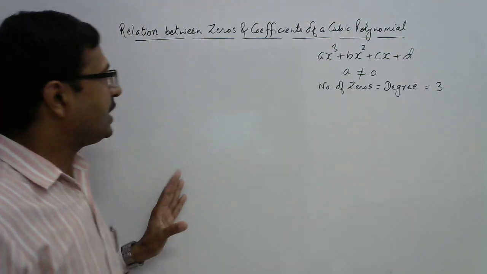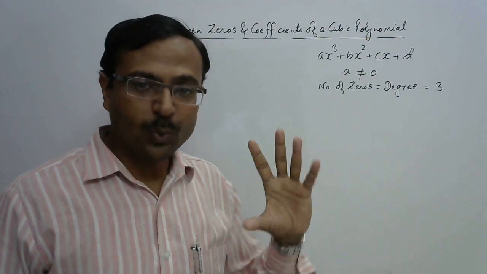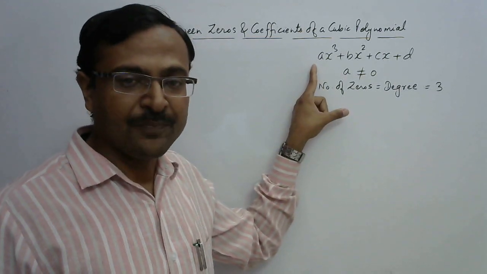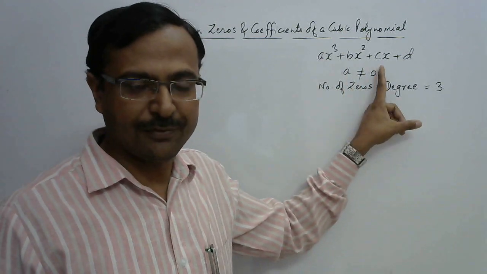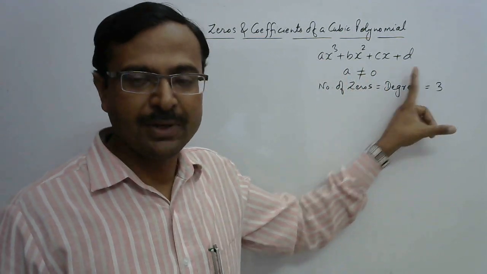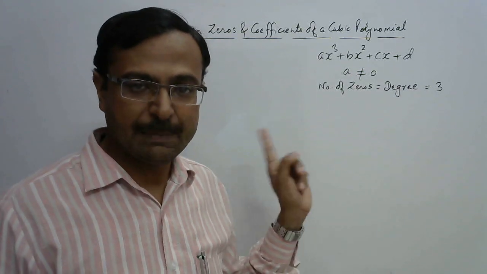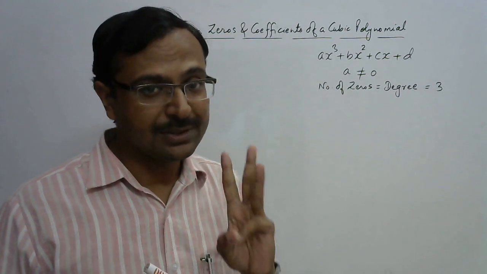Now we have to study the relationship between the 3 zeros and the coefficients. Coefficients means the constants which I have written here. Coefficient of x cube a, coefficient of x square b, coefficient of x c, and the constant term d. So there is a relationship between the 4 coefficients a, b, c, d and the zeros. How many zeros? 3 zeros.